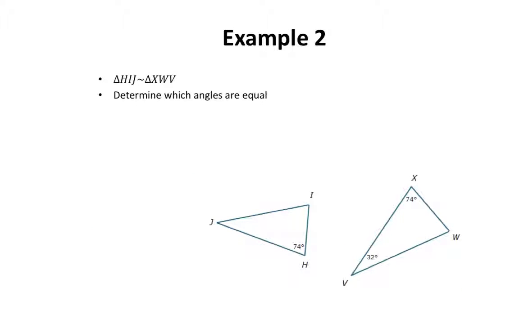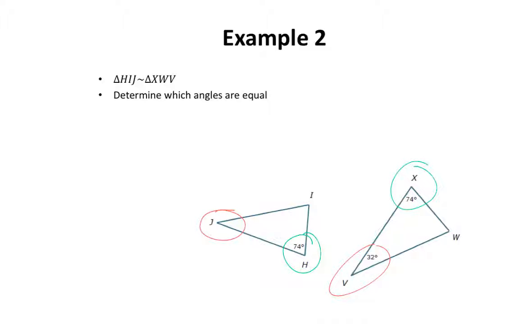In our second example, we are told that triangle HIJ is similar to triangle XWV. We also want to determine which angles are equal. So let's start by matching up these corresponding angles. So angle H is 74 degrees, and if you look at the other triangle, angle X is also 74 degrees. Now, this gets a little bit tricky. Over here, I have angle V. Angle V is 32 degrees. We need to find its corresponding angle on the other triangle. Well, my best guess would be angle J.